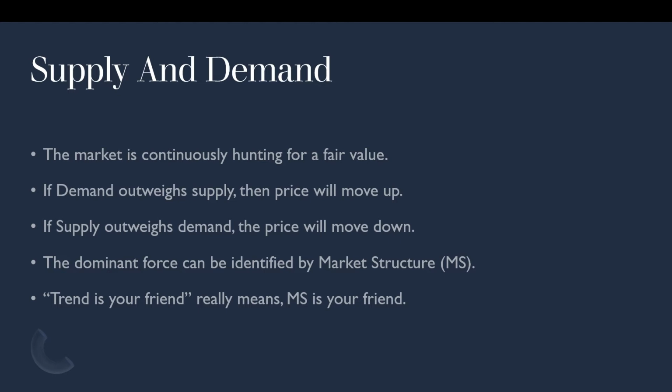But we as technical traders don't have interest in the underlying dynamics. It's printed on the chart. The fair value areas have been printed on the chart, so we have the historical data. If demand outweighs supply, then price is going to move up. That's pretty simple: more buyers than sellers, price moves up. If supply outweighs demand, then price is going to move down: more sellers than buyers. The dominant force can be identified by market structure.